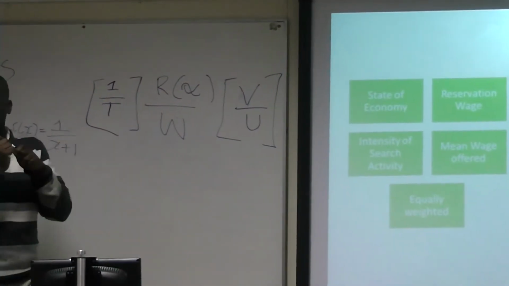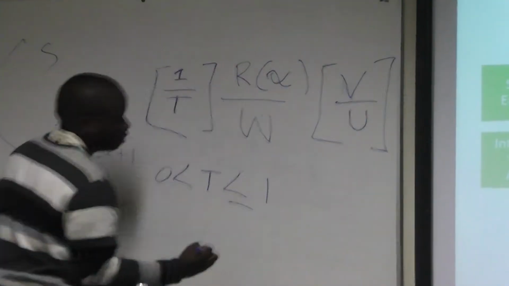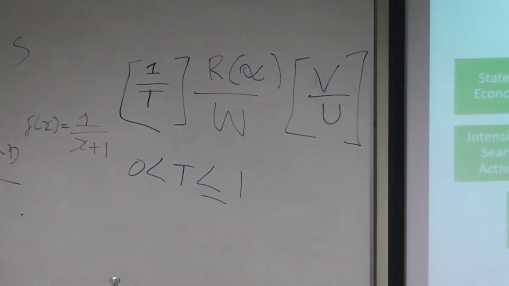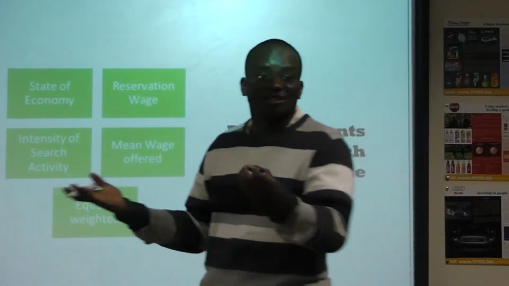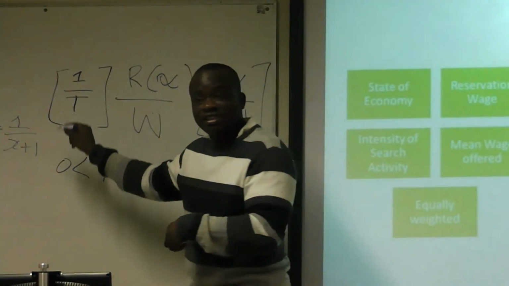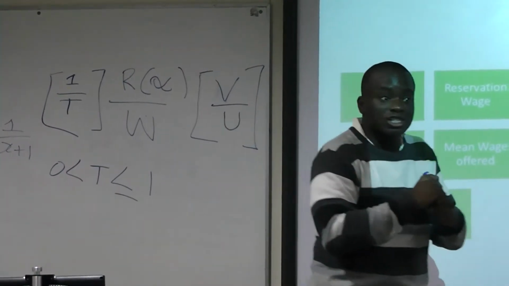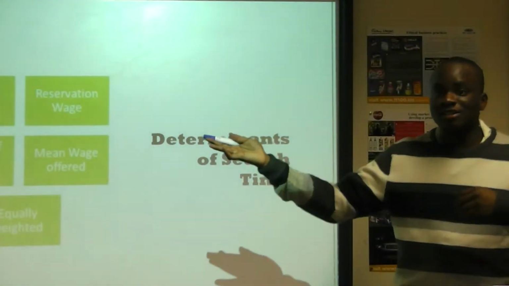T is less than or equal to 1, but greater than 0. It can't be 0, because I'm suspecting that no one will just not search at all when they're unemployed, because that's just called exit from the whole system. You're not doing anything, you're just dead. So this represents the intensity of search. As this increases, the expected value of search time decreases. So you're all following this function. It's quite simple to follow, isn't it? Yes? Okay, so you're all following.